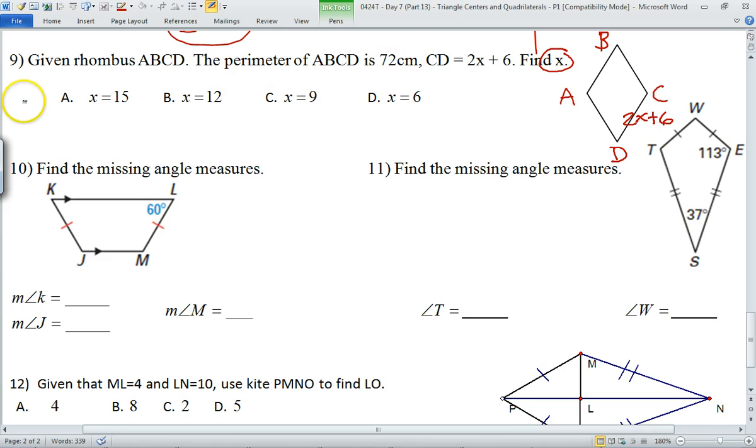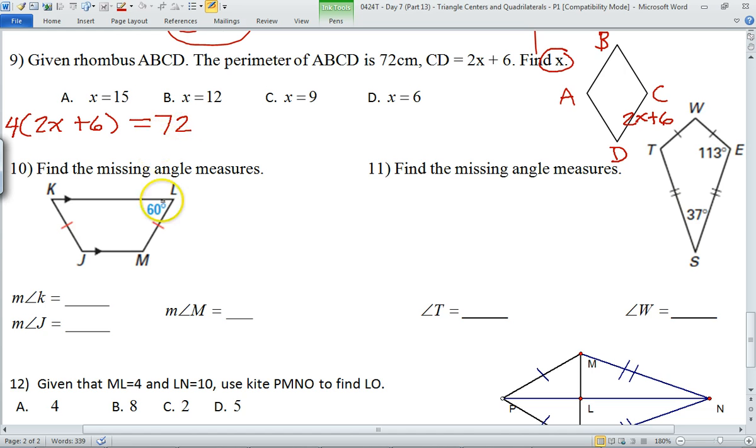So if the perimeter is 72, that means if I add up all the sides, which would be like doing 2x plus 6. Now I could sit here and do 2x plus 6 plus 2x plus 6 plus 2x plus 6 plus 2x plus 6. Or I could multiply. What would I multiply by? Couldn't I just multiply by 4? That would just be a little quicker. Does that make sense, Margaret? So instead of doing plus, plus, plus, I will just do times 4, because there's 4 of them. And that should equal 72.